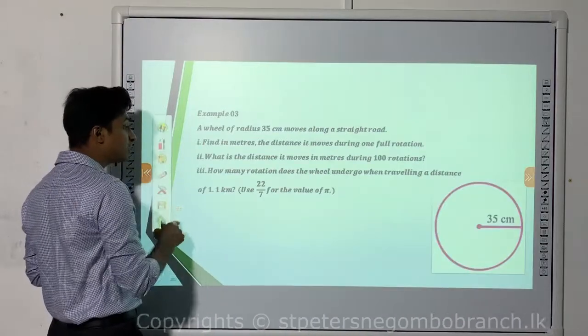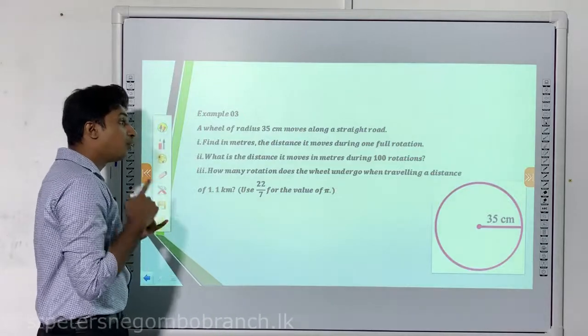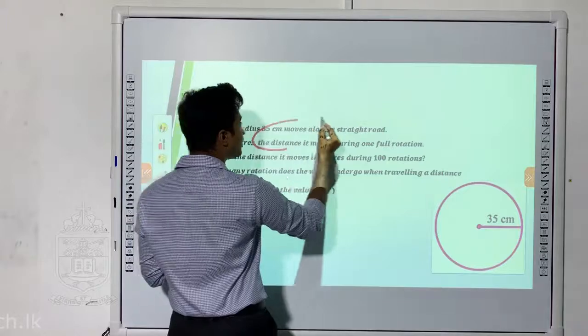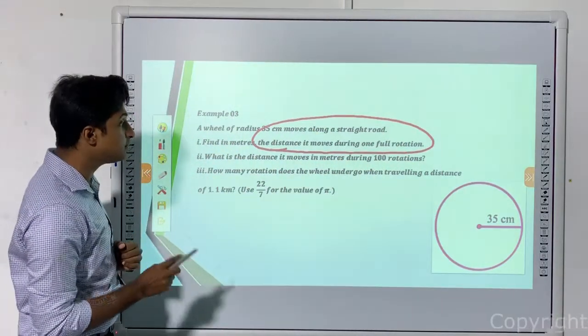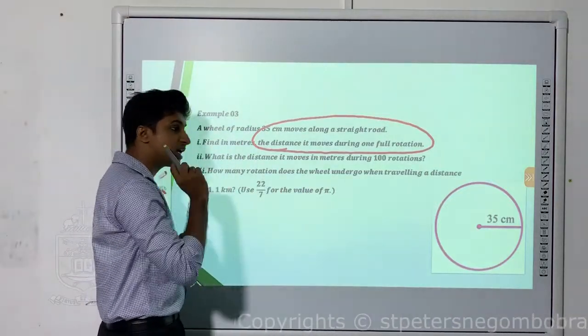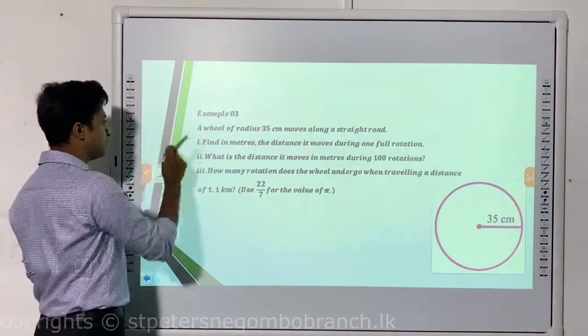So we have found the answers for all three parts, including the distance it travels in one full rotation. That is the most important part of this question, where you have to understand that one full rotation of a wheel or of a circle is actually the circumference we are discussing.